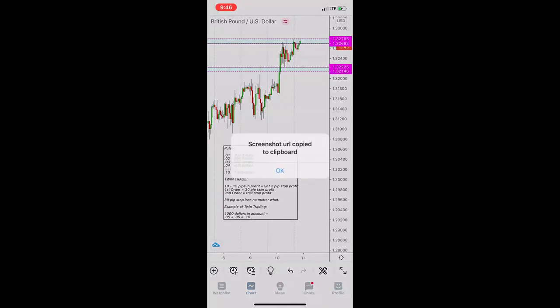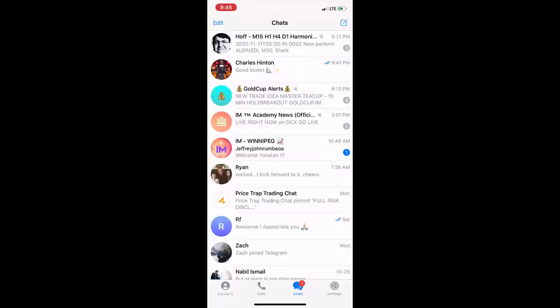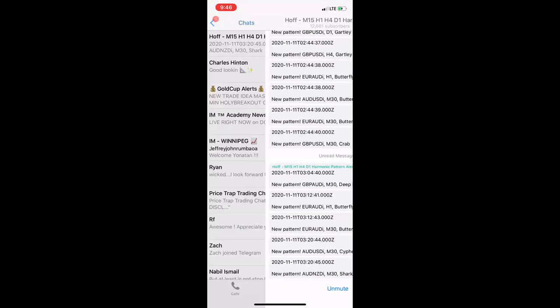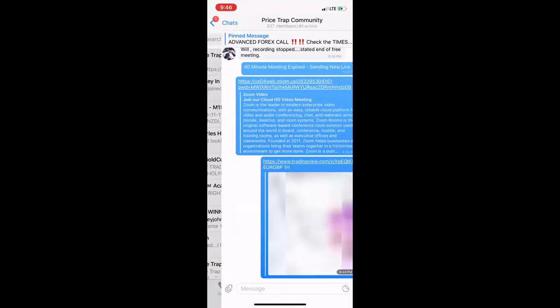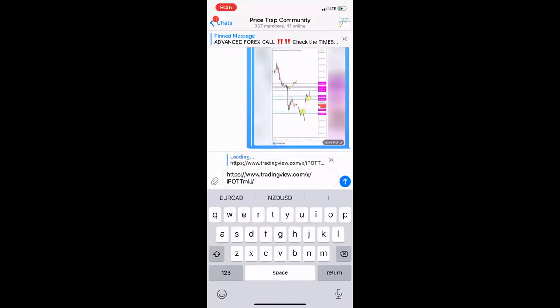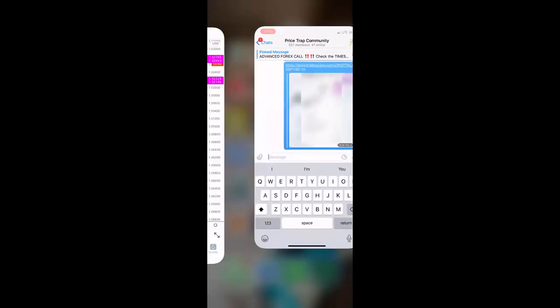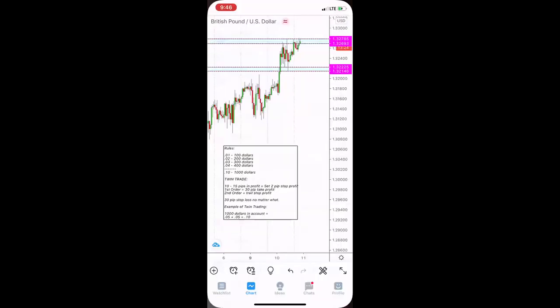That one making sense so far? Cool. GBP, USD. Awesome. Then next one was NZDJPY. This was also called out on the 4 hour.